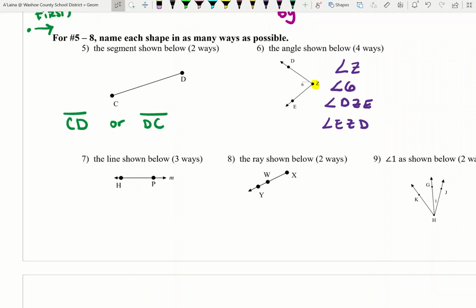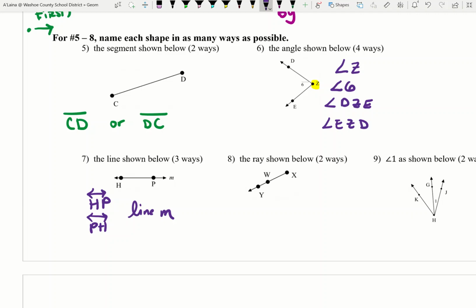There are 3 ways to name this line. You can pick any 2 points and draw a double arrow, and you can change the order of those 2 points. You can also write the word line and use a cursive lowercase letter.